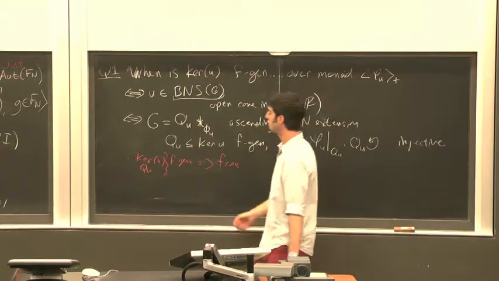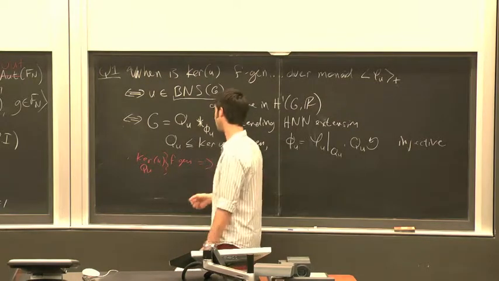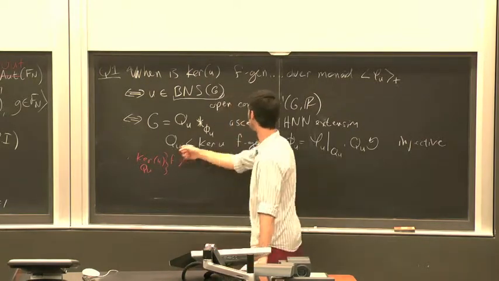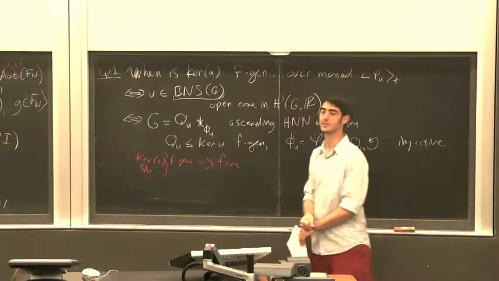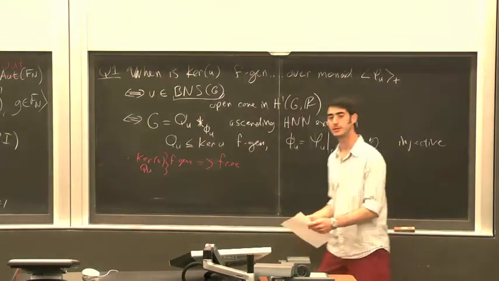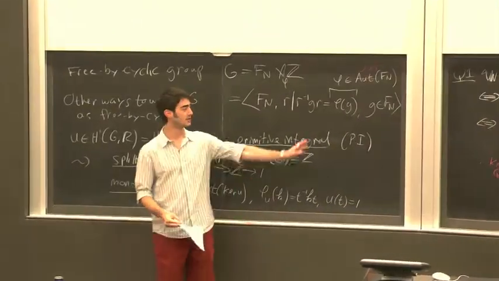No, I just meant that if it really turned out that the kernel itself was finitely generated, then it would be free. Okay. And if you can find a finitely generated subgroup of the kernel, it's automatically free. Okay, great.